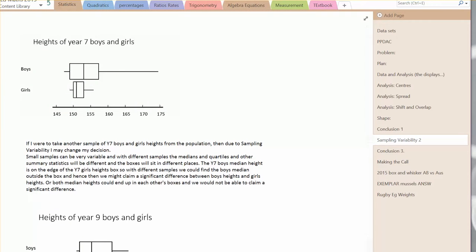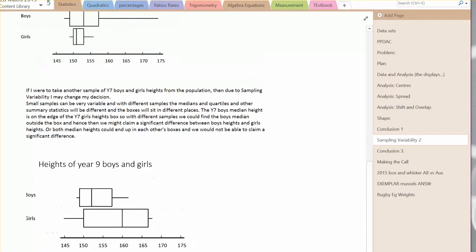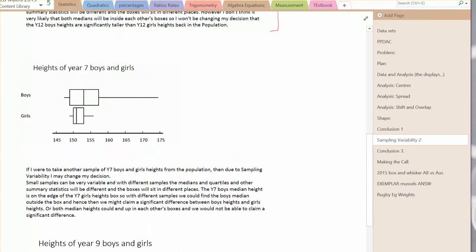In the second example, of course, the tricky one, even more so than the example we've just looked at down here, is when one of the medians is on the edge of the box, the upper quartile. And clearly, taking another sample, that median could move slightly inside, or it could move slightly outside, and we would make different conclusions. So you could pause now and read this.